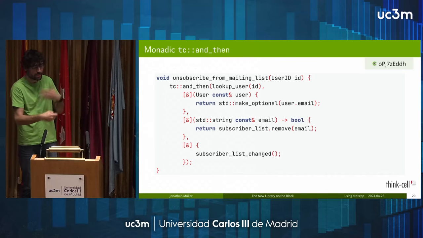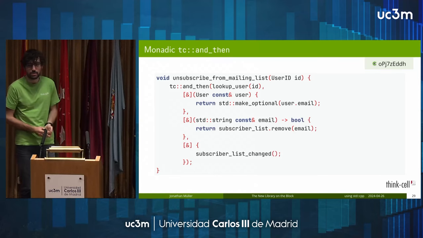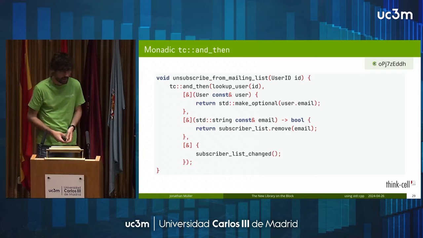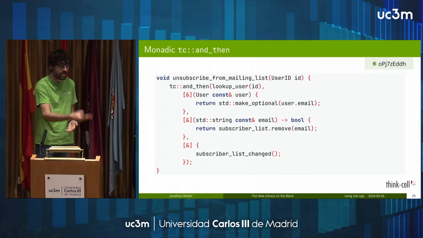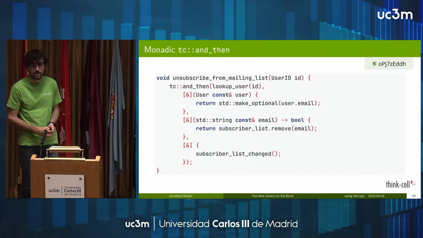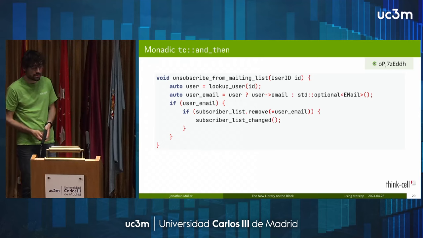So this is a more declarative way of doing the same thing, using monadic operations to chain all the optionals together. And we prefer this style of writing because we think it makes it more clear what's going on. You look up the user, you get the email address, you remove it from the subscription, and then you invoke the callback, instead of all these ifs and early returns in the other version.